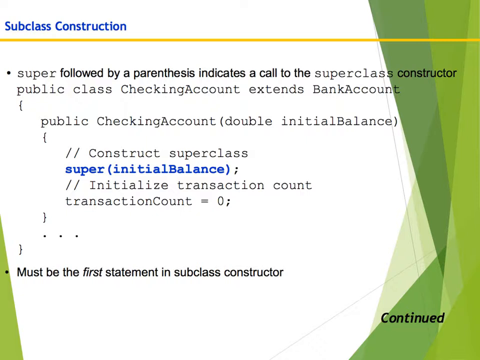Therefore, by calling the superclass's constructor, they are not initialized. So in this case, transaction count was the field that we added to checking account, and it wasn't in all the bank accounts. Therefore, after calling super initial balance, we need to write transaction count is equal to zero. This is how we initialize the transaction count inside the constructor of the checking account. A very important point here is that the call of superclass constructor must be the first statement in the subclass constructor. So in the first line, before anything else, you need to call the superclass's constructor by using the word super.